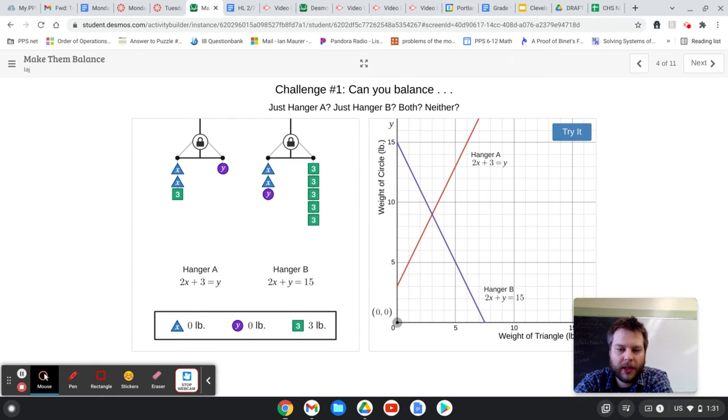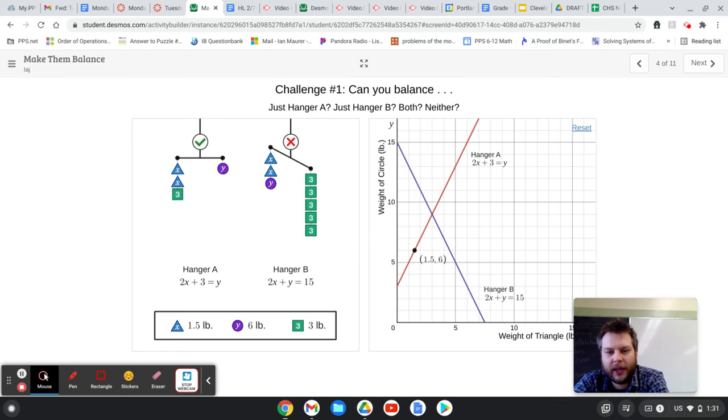And now we get to the really big idea. Can you balance just hanger A? Sure. Any point on the red line will balance hanger A. I just need to drop that point on the red line. It's being a little annoying. There we go. And it will balance just hanger A. It won't balance hanger B because it's not on the purple line.